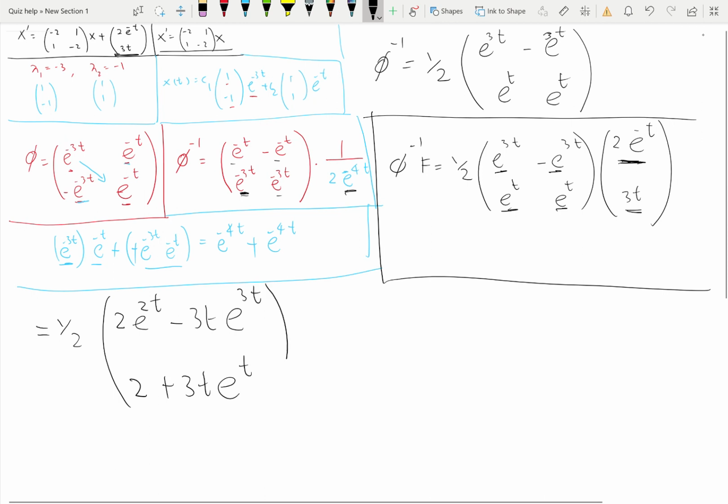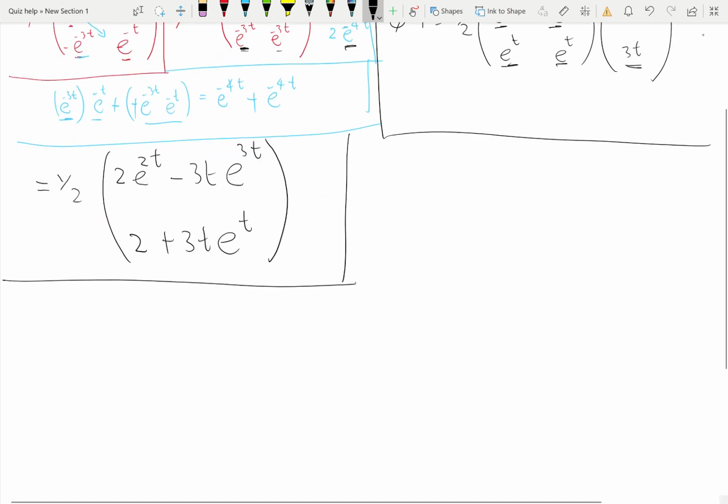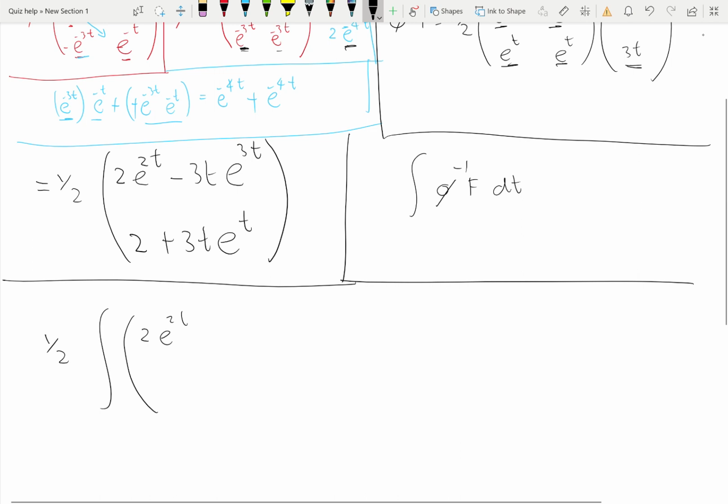So this is what we get, phi inverse f. Now, based on the variation of parameters formula, you want to integrate this, right? You want to integrate phi inverse f with respect to t. So to integrate that, let's keep the half outside again. So you want to integrate 2e to the 2t minus 3t e to the 3t.